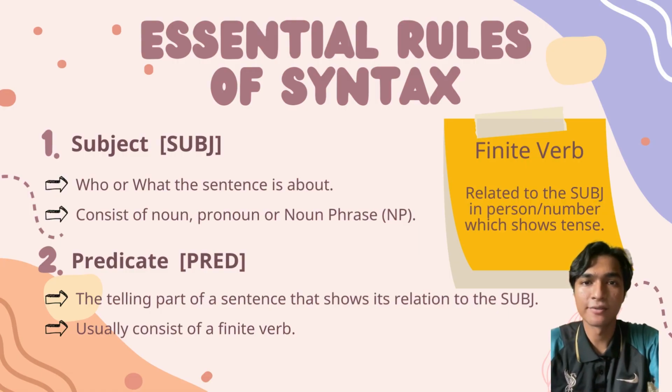Next, we have essential rules of syntax. There are 4 essential rules of syntax. First and foremost, we have subject. Subject is who or what the sentence is about. It consists of noun, pronoun, or noun phrase. Second, we have predicate. Predicate is the telling part of a sentence that shows its relation to the subject. It usually consists of a finite verb. For your additional information, a finite verb is a verb that is related to the subject in person or number, which shows the tense of the sentence.